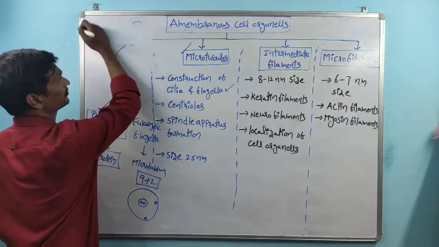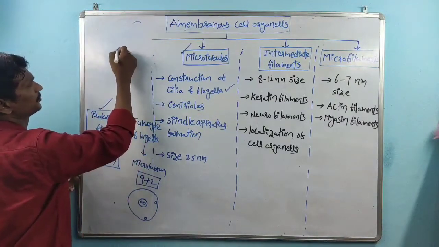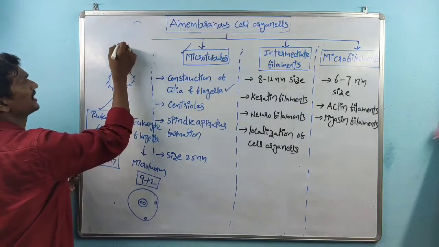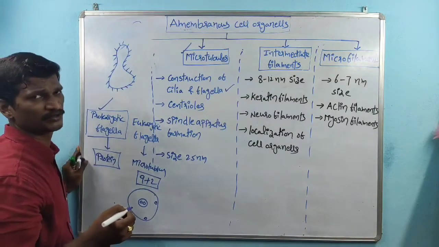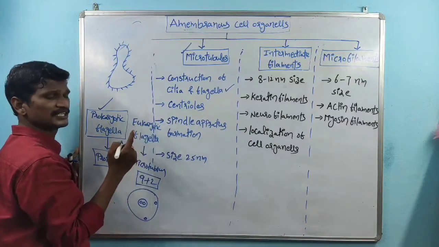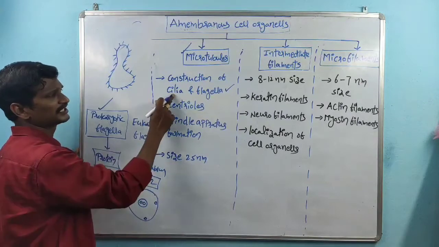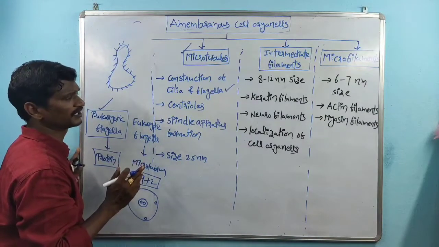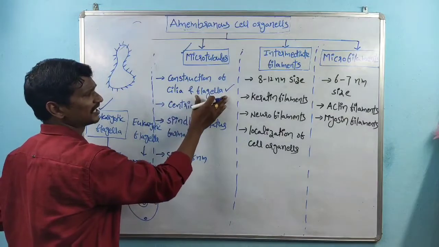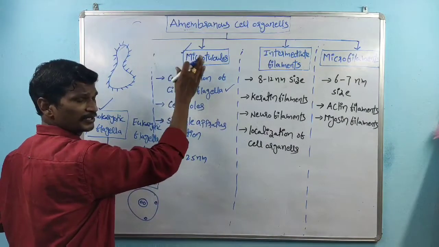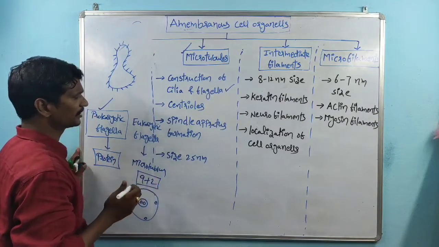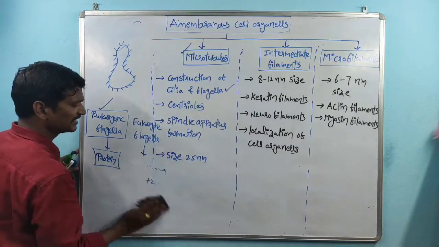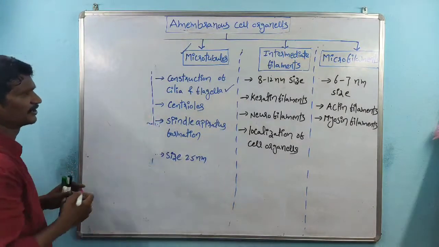We know about the Paramecium. Suppose this is the structure of a Paramecium. It has small, short hair-like structures, and these are called cilia. The difference between flagella and cilia is that flagella are long structures, while cilia are short structures. Both support locomotion. The flagella and cilia are made up of microtubules. That is about the microtubules involved in flagella and cilia formation.